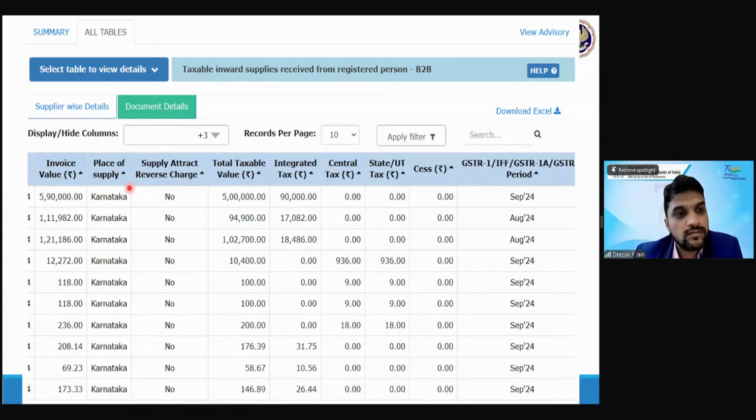Recording in progress. Okay. So what will happen in your GSTR 2B, in your 2A, is that you will get the invoice level detail.